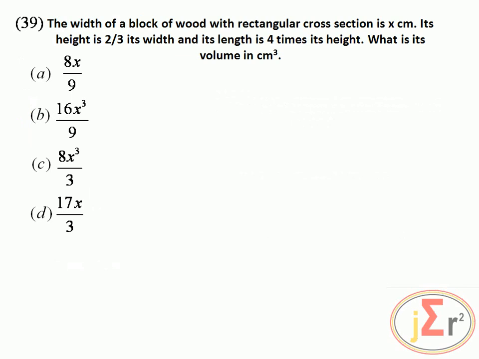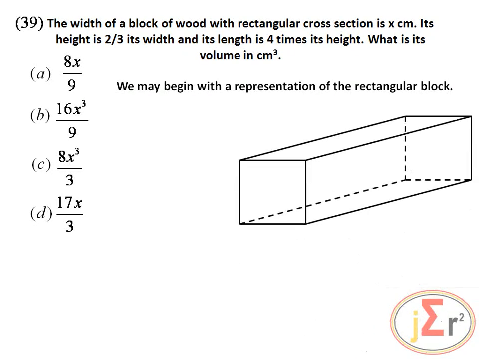The width of a block of wood with rectangular cross-section is x centimeters. Its height is 2/3 its width, and its length is 4 times its height. What is its volume in centimeters cubed? We may begin with a representation of the rectangular block. There we have our rectangular block.